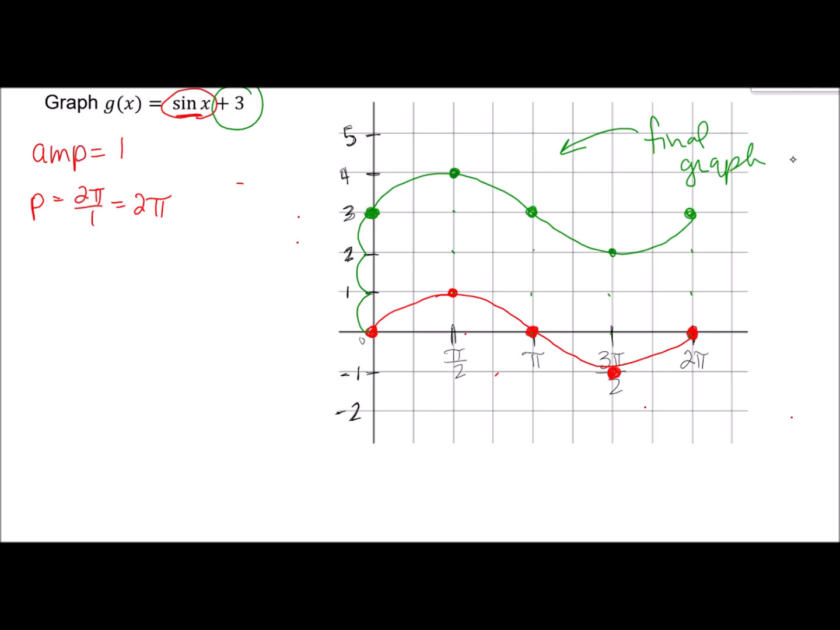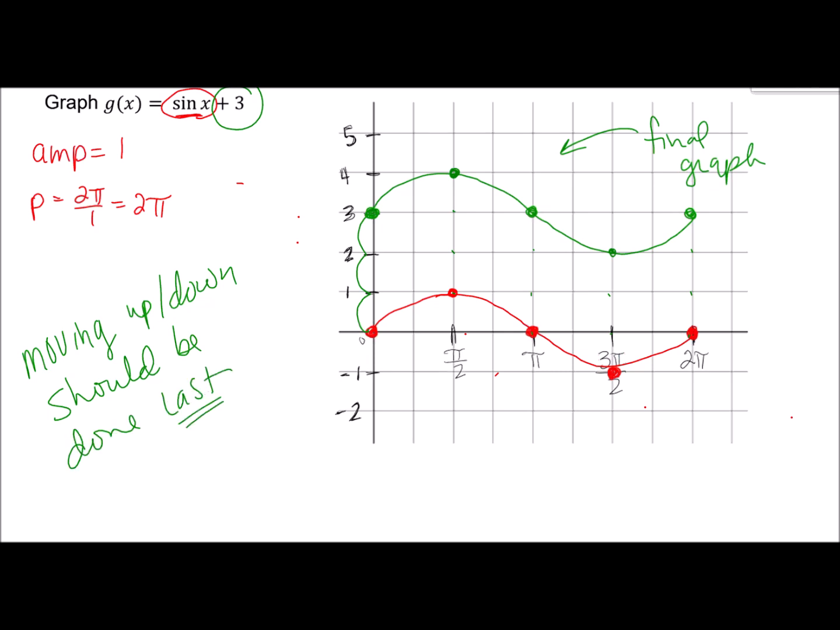So graph the original, no problem, no sweat, we've practiced those. And then you make the change by either moving the dots up or down, or maybe you had to reflect. This moving up and down should happen last, after everything, after reflections. If you move it before, then you'll end up reflecting it the wrong way.